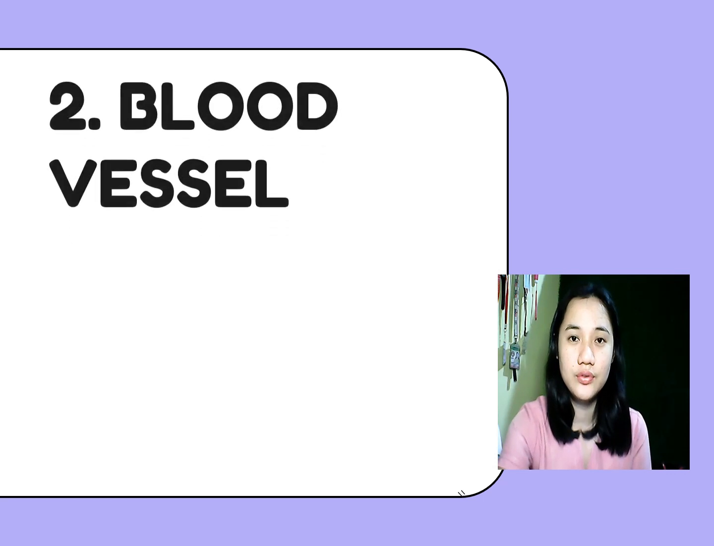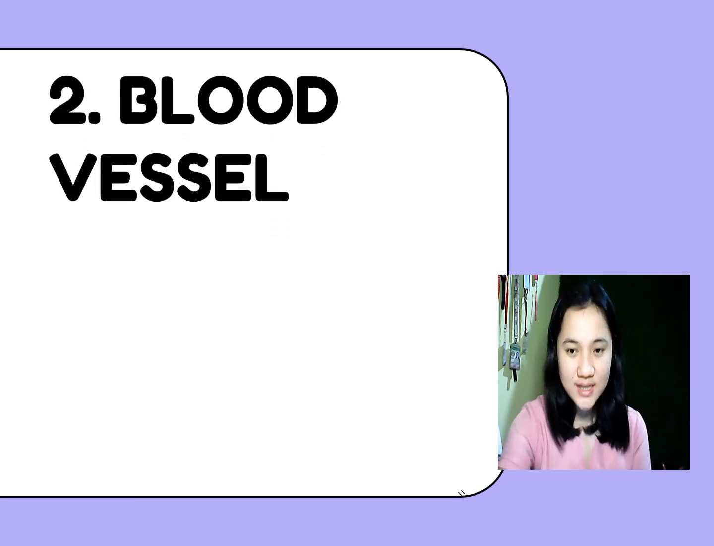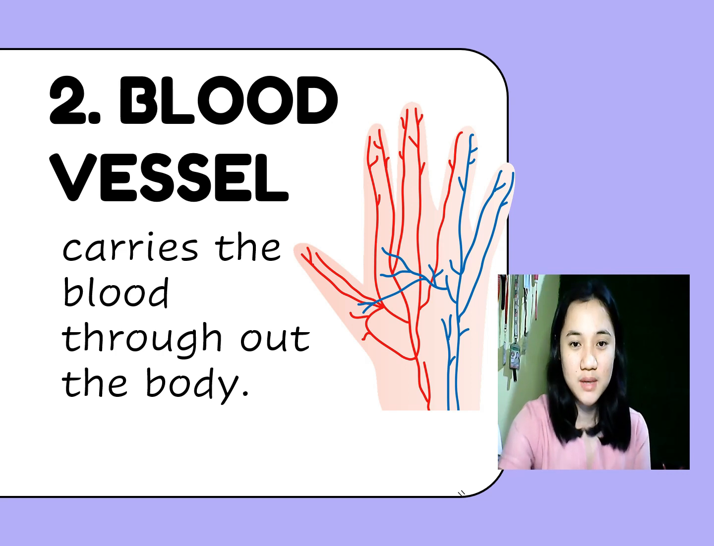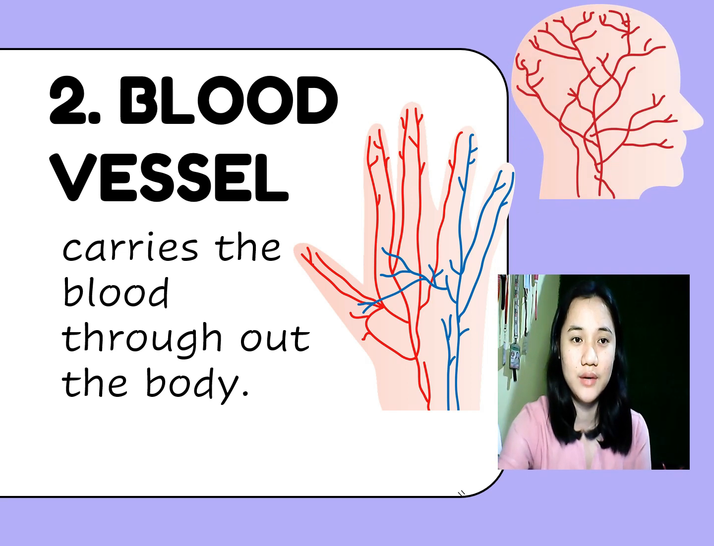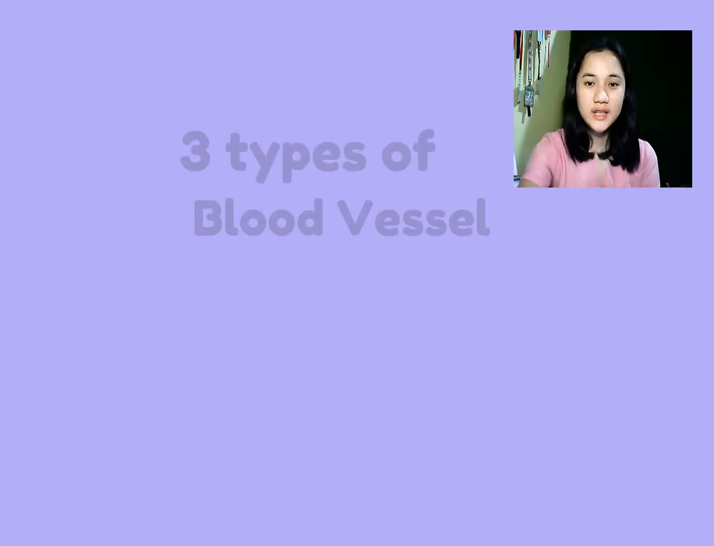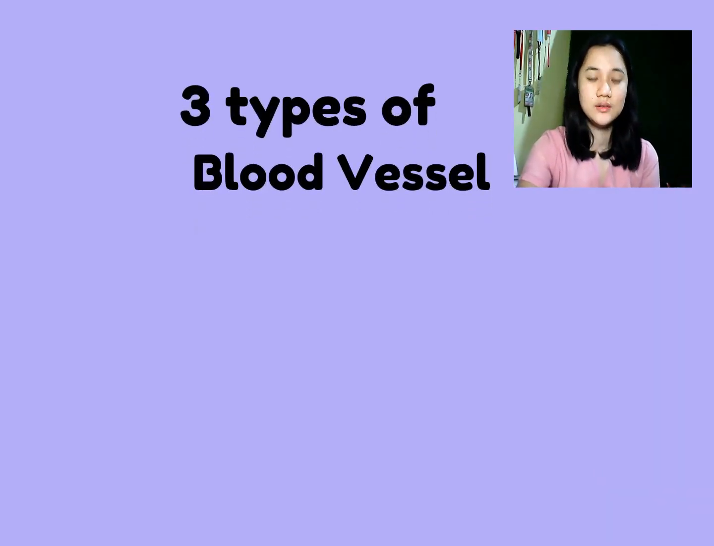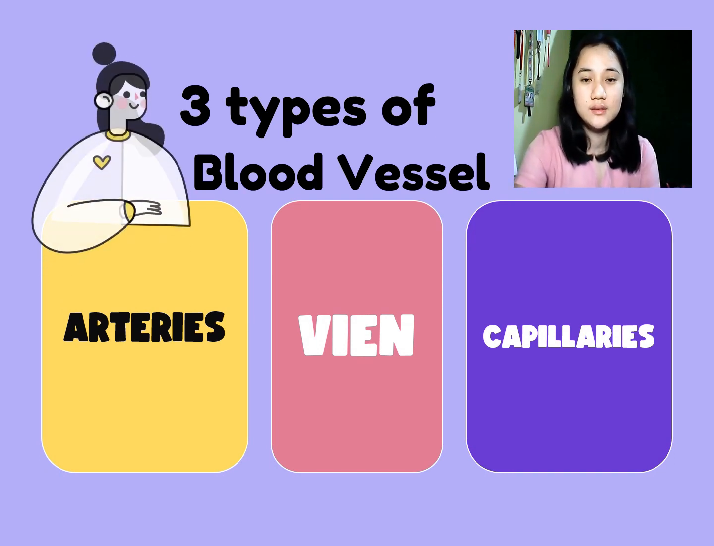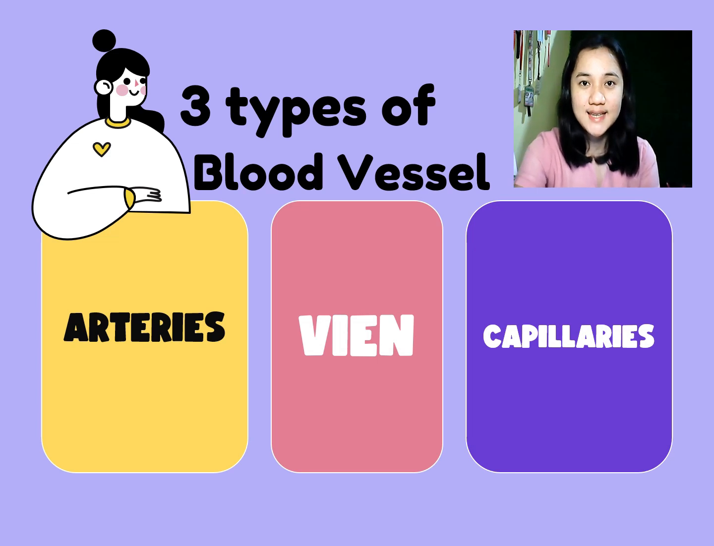The second part of the circulatory system is the blood vessel. Blood vessels carry the blood throughout the body. What does blood vessel mean? When you say blood vessel, these are just the veins and vessels we have in the body. They are the pathways of blood to the different parts of the body. We have three types of blood vessel: the arteries, veins, and capillaries. These blood vessels vary in size.